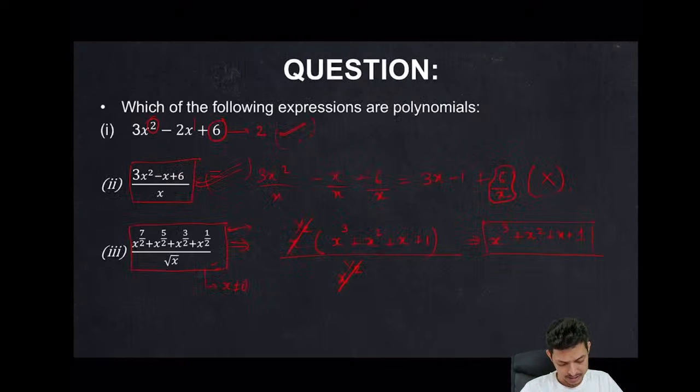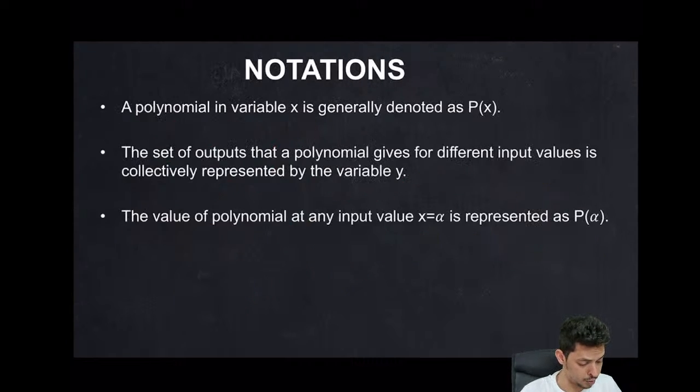Next, let's understand a few notations that we are going to use as we study this chapter. A polynomial in variable x will generally be denoted as p of x. So p represents polynomial. In brackets, this x means this is a polynomial in the variable x. Of course, a polynomial will be made up of some variable, right?